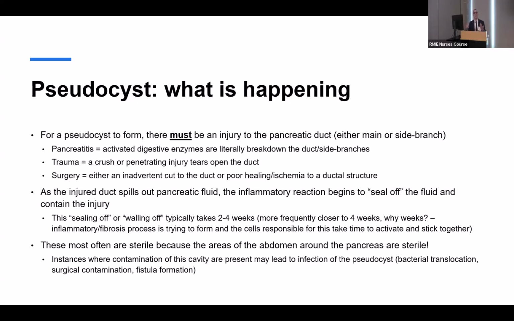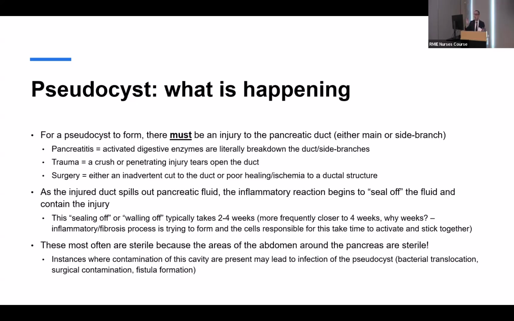Surgery is also one of those things where you will see pseudocysts form. Why is that? Because they're intentionally causing trauma. They may inadvertently cause an injury to a duct that they may not have meant to, or you have blood vessel supplies that may not be healing. You may get a focal area of ischemia. Those acinar cells may get inflamed, cause pancreatitis, and so on. You get a ductal injury, and now you have a fluid collection and so forth.